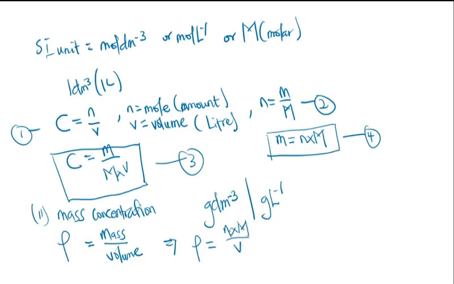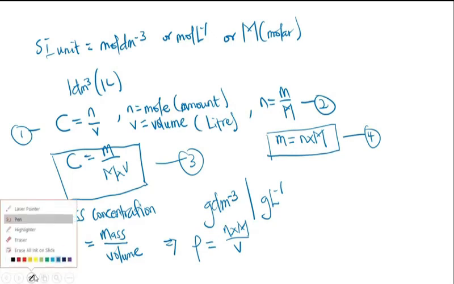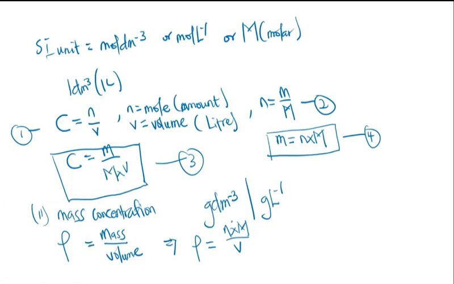Now, we know mole over volume, what we have over here, is the amount concentration. So it implies that our mass concentration is equal to the amount concentration times molar mass. Equation 5.